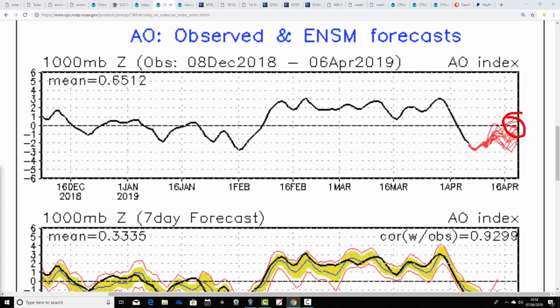So remember, it's always weather that drives the index. The reason that the Arctic Oscillation would be negative is that you'd have high pressure up over the pole. When the Arctic Oscillation is positive, then you'll have low pressure up over the North Pole. So this tells us we've got blocking somewhere in the North Pole at the moment.